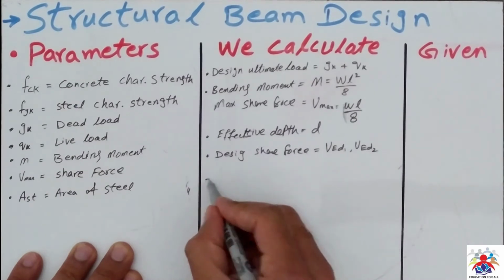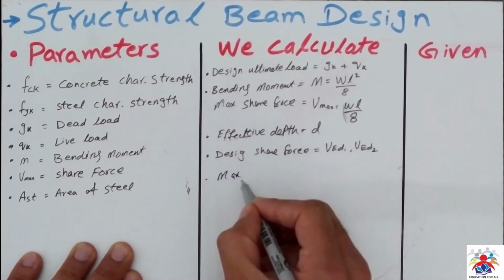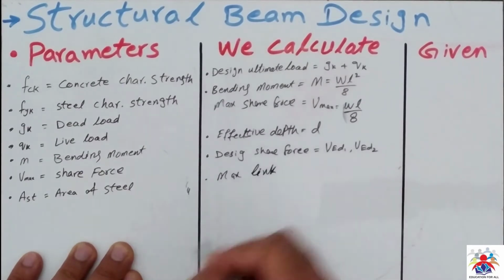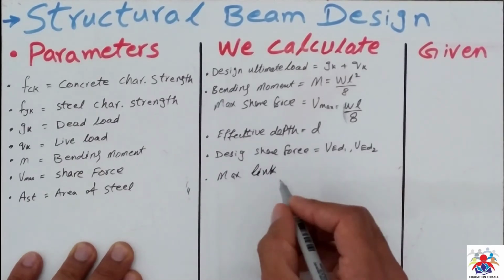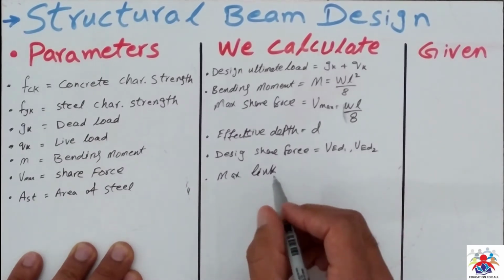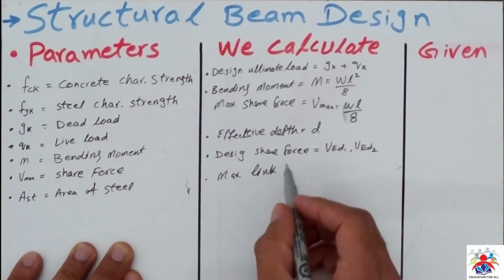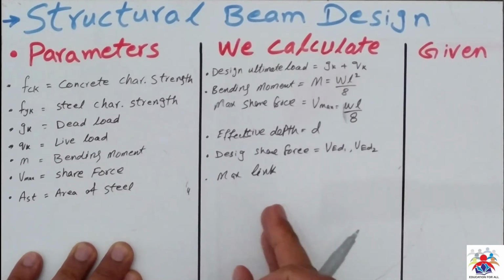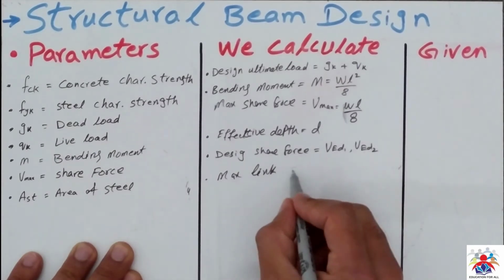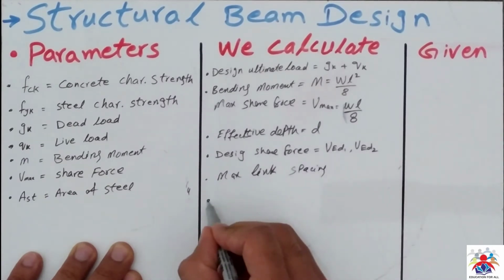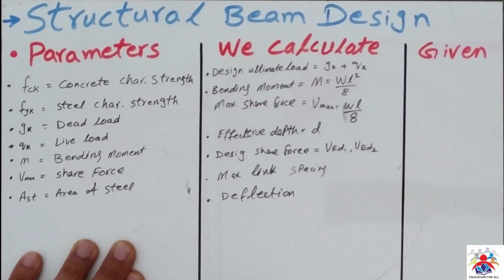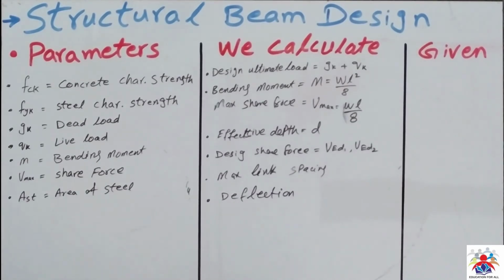Then we calculate maximum link spacing. Links are normally provided when you do shuttering of your beam, because the longer bar wouldn't be able to stay stable without these links. So we also calculate how far these links will be apart. Okay, link spacing. The other thing, we will check our beam in deflection. So how much our beam would be deflected if we have any kind of load acting on our beam.